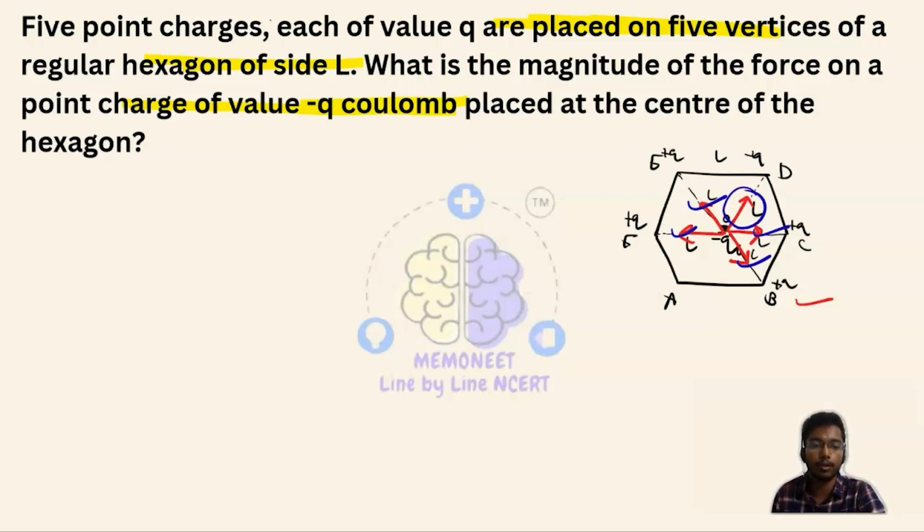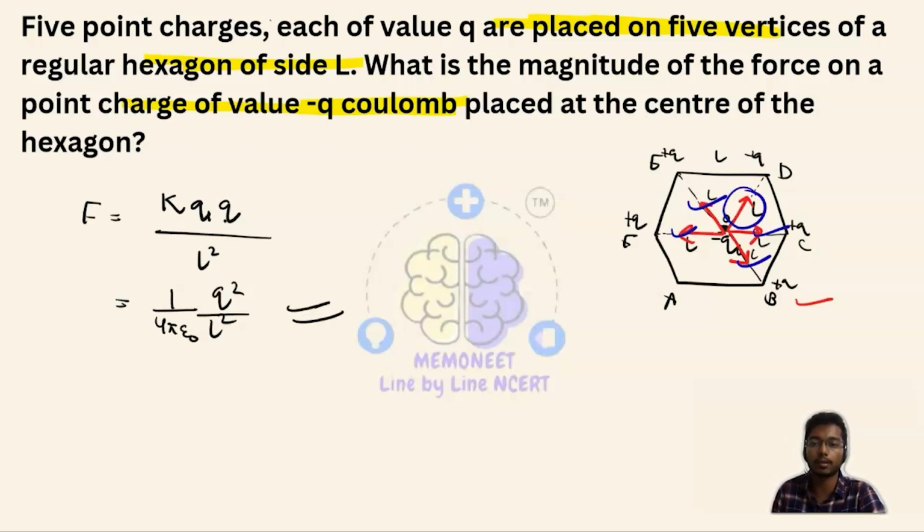So we have K Q upon L square, with the other charge being minus Q, whose magnitude is also Q. We can directly write Q. So F will be equal to KQ upon L square, or we can write 1 upon 4 pi epsilon naught, Q square upon L square. Okay, so this is our answer.